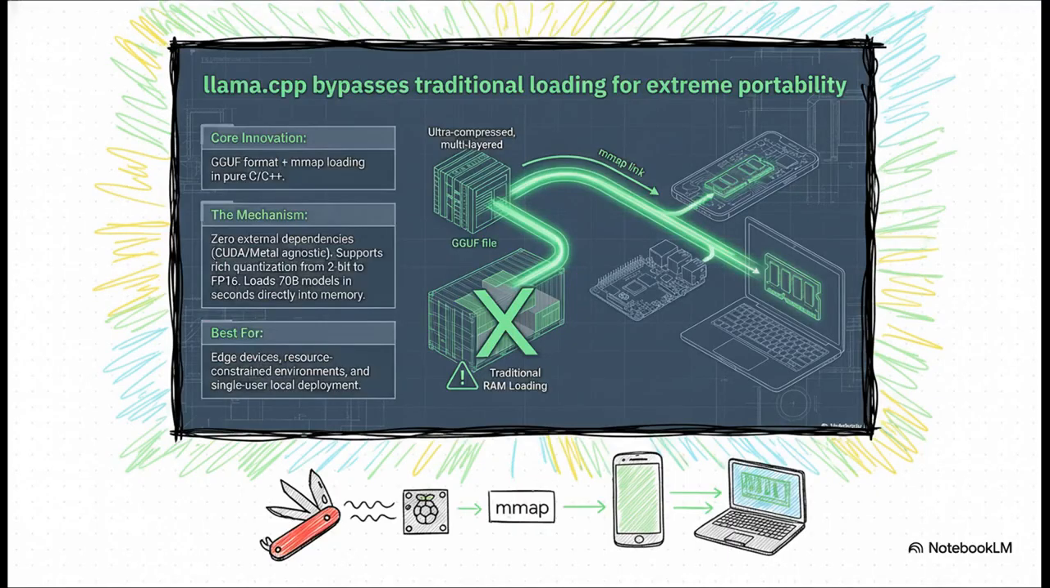Then, of course, there's the true Swiss Army knife of local models, llama.cpp. This framework is wild because it entirely bypasses traditional loading. It utilizes ultra-compressed GGUF files and memory mapping, or MMAP, to load massive 70B models in seconds, natively in pure C++. It has 0 external dependencies, so no CUDA or Metal required. You can run massive multi-billion parameter models on everything from a robust server all the way down to a Raspberry Pi or even the smartphone sitting in your pocket right now. It's hands down the best choice for highly resource-constrained environments.